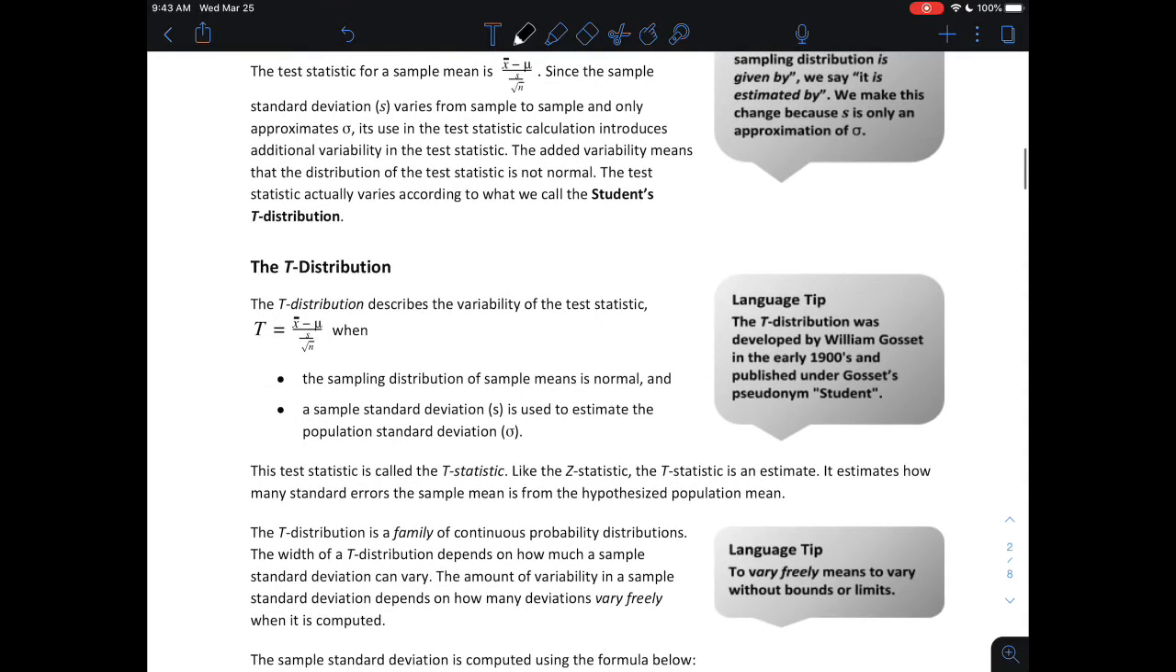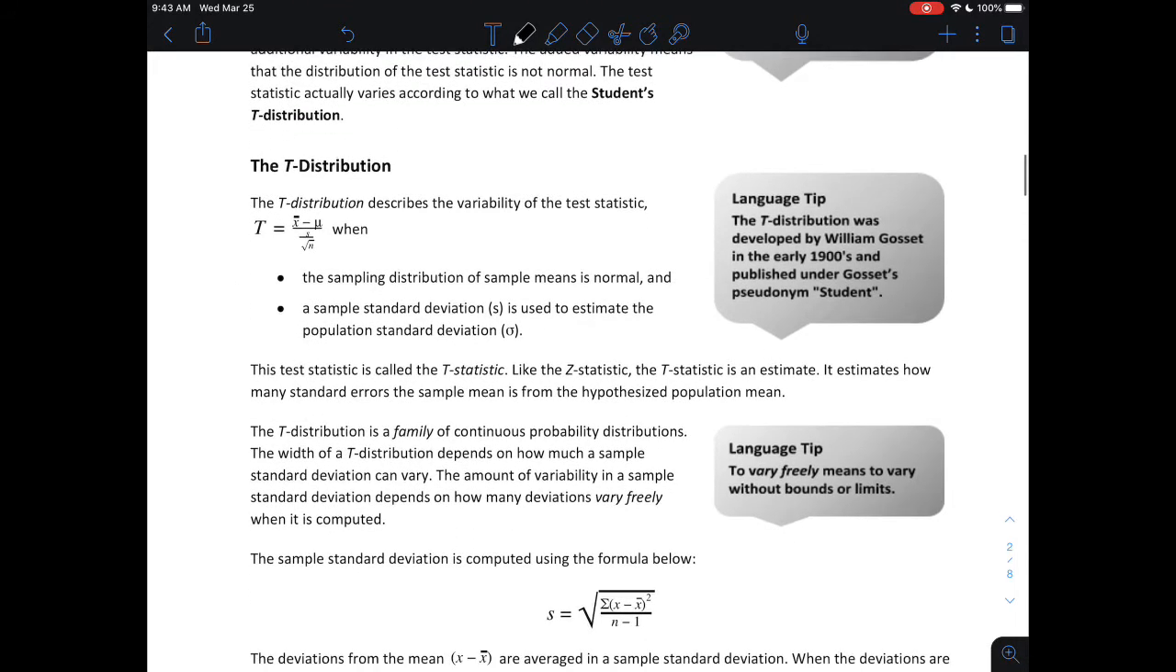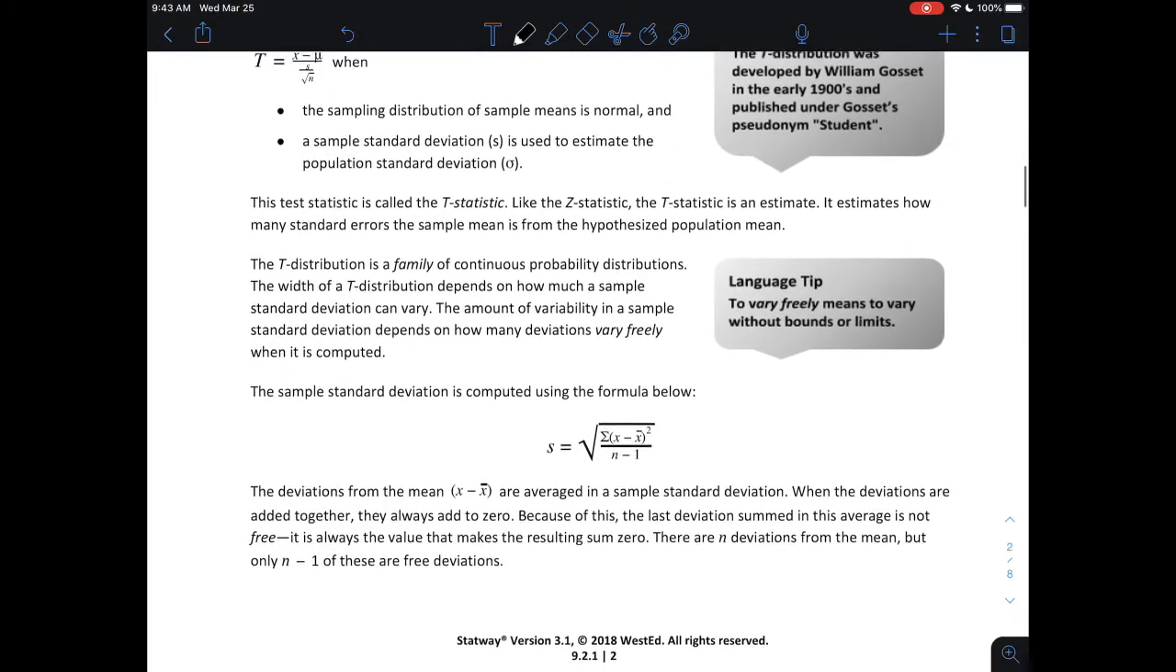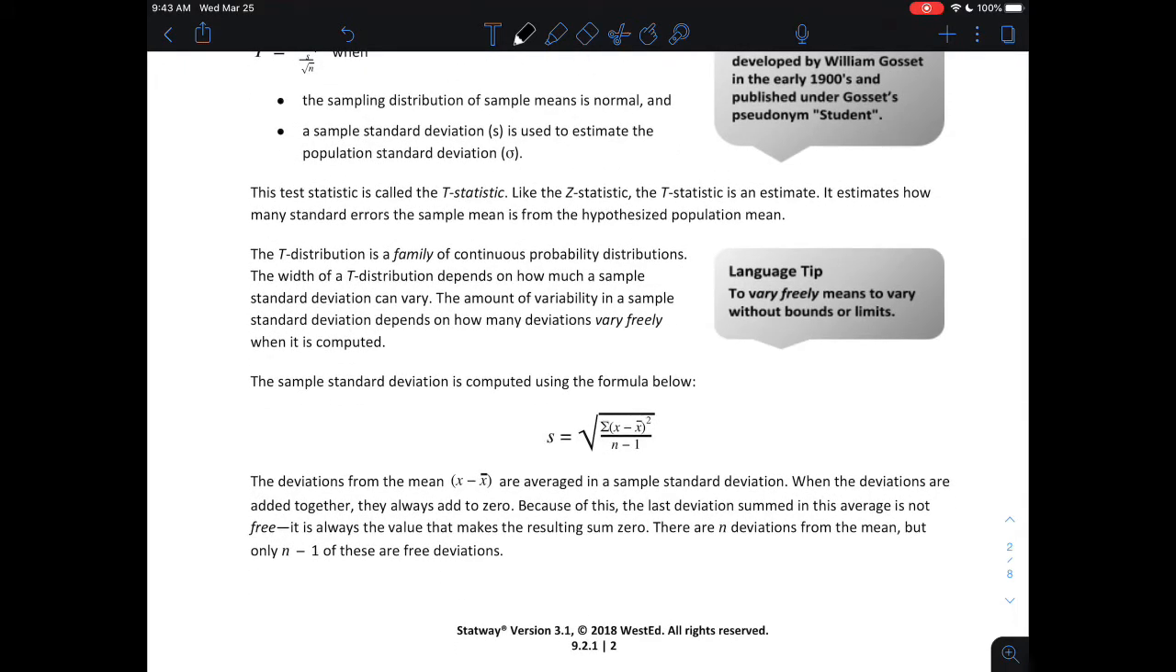So now we're going to describe this t-distribution. The t-distribution describes the variability of the test statistic. So capital T is equal to x bar minus mu divided by the fraction s over the square root of n when the sampling distribution of sample means is normal and a sample standard deviation s is used to estimate the population standard deviation sigma. This test statistic is called the t-statistic. Like the z-statistic, the t-statistic is an estimate. It estimates how many standard errors the sample mean is from the hypothesized population mean.